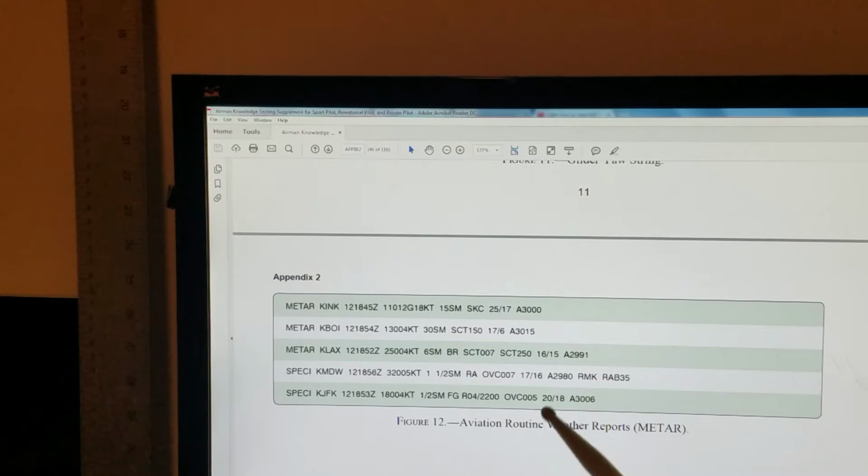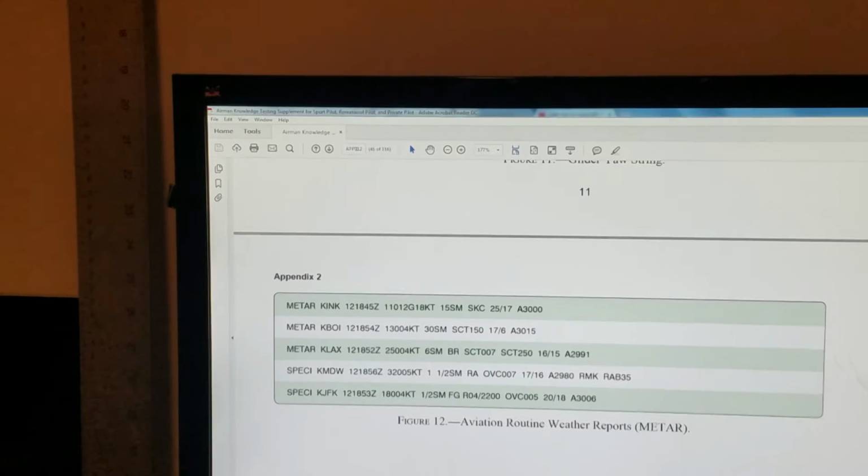And here's the next one, which is very important. That is the temperature to dew point ratio. Very important. If it is very close, that means you can expect some form of precipitation. This is 20 is the temperature, 18 is the dew point. And the next one, starting with A, of course, altimeter, that is A3006. So that's about much for METAR.